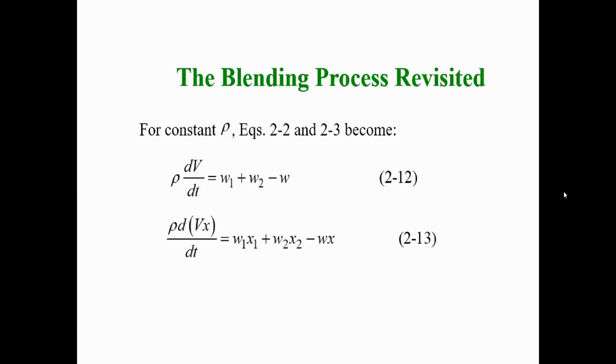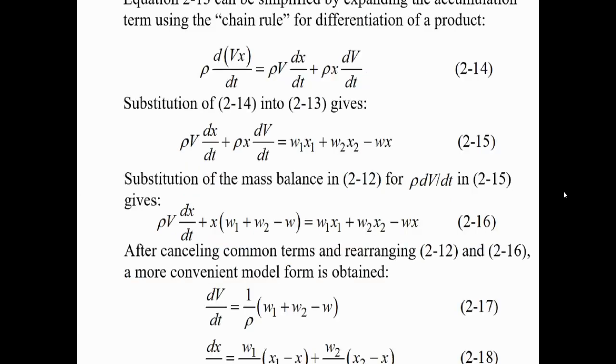wx, equation 2.13. Equation 2.13 can be simplified by expanding the accumulation term using the chain rule for differentiation of a product. So we have rho d(Vx)/dt equals rho V dx/dt plus rho x dV/dt, equation 2.14. By substitution of equation 2.14 into 2.13, that gives the expanded equation: rho V dx/dt plus rho x dV/dt equals w1 x1 plus w2 x2 minus wx.